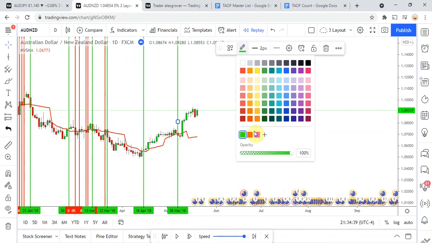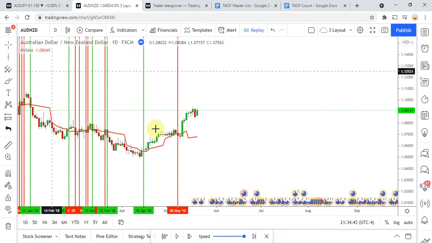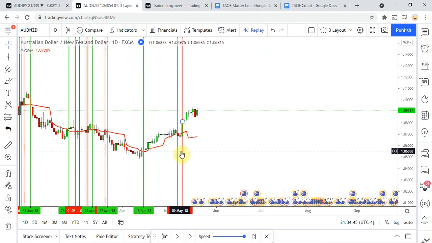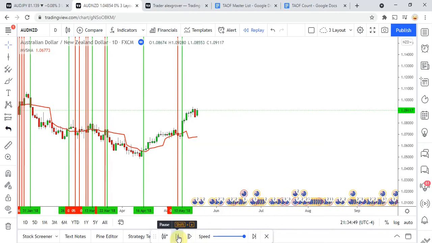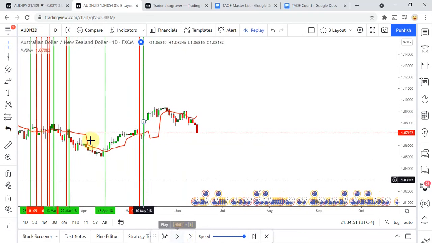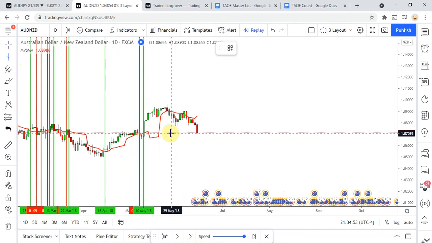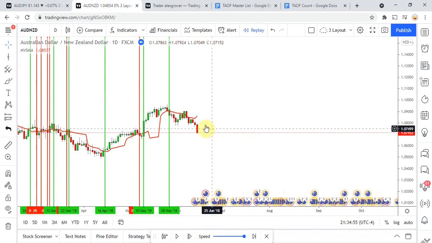And a short right there. Oops, wrong color. That one gets stopped out as we jump to the upside there. Let's continue on. Get a drop to the downside there. That one gets us to take profit.